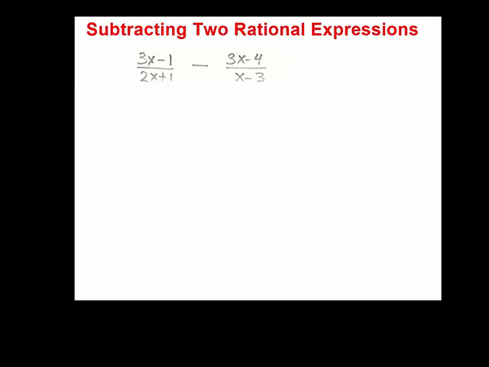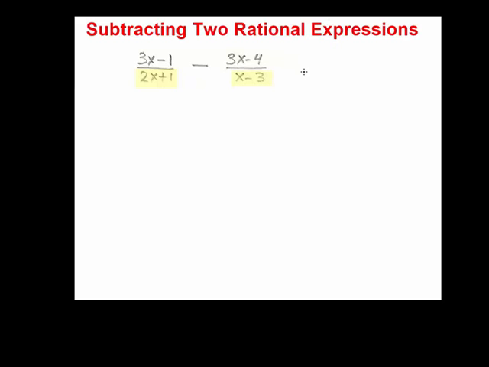In this video, we're going to do some more examples with rational expressions. We'll start with a subtraction problem: (3x - 1)/(2x + 1) minus (3x - 4)/(x - 3). The first thing we need to do here is get a common denominator. In this case, the common denominator will be the product (2x + 1)(x - 3).